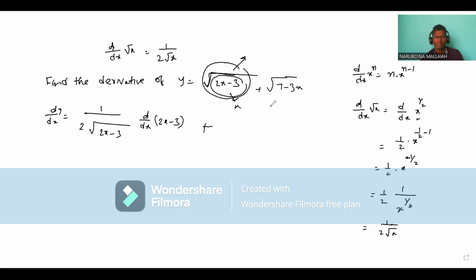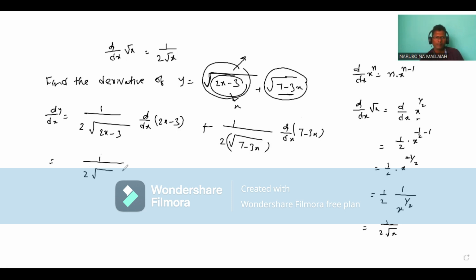Plus, see this is in the form of square root of x. The derivative of square root of x is 1 by 2 root x, meaning root of 7 minus 3x. This is not x. 7 minus 3x is not x. So again we have to differentiate this 7 minus 3x. Now 1 by 2 root of 2x minus 3 into the derivative.